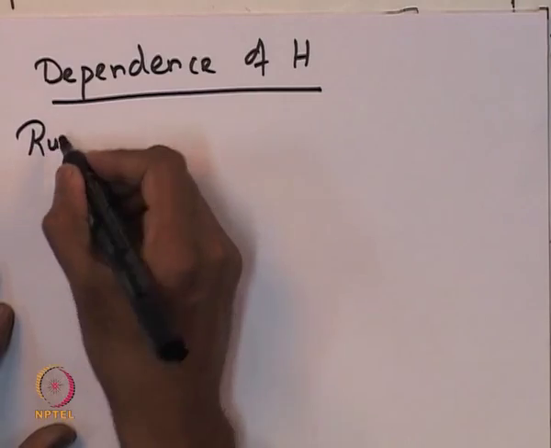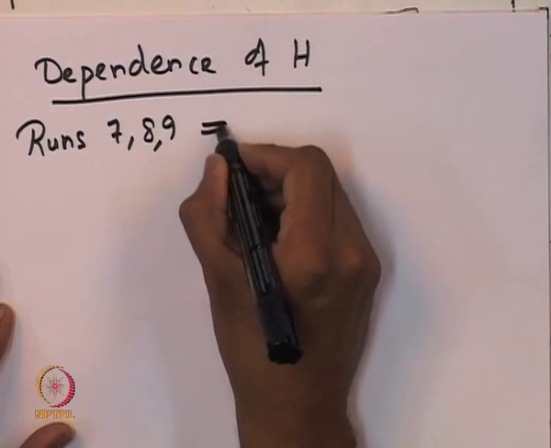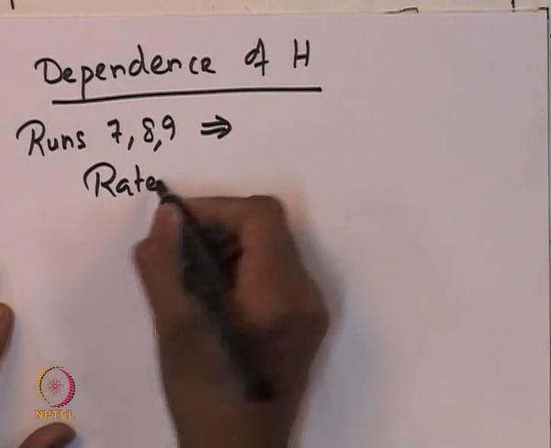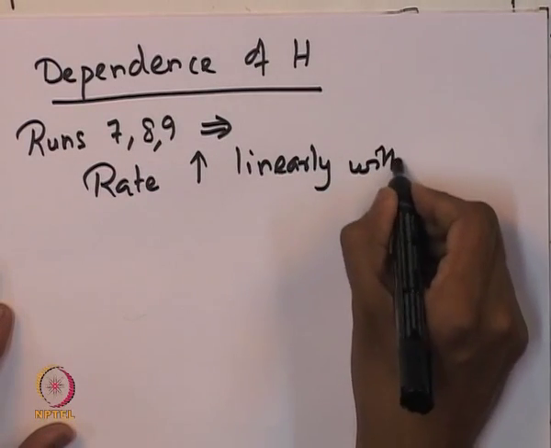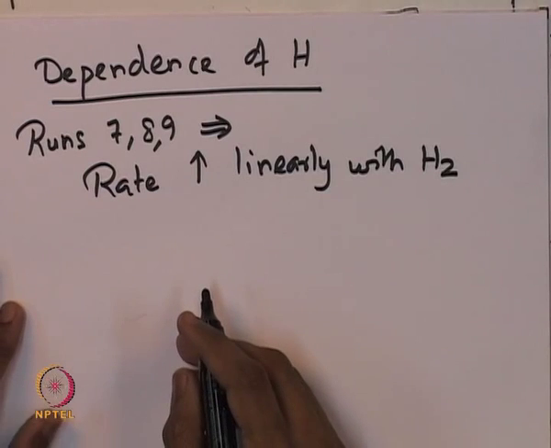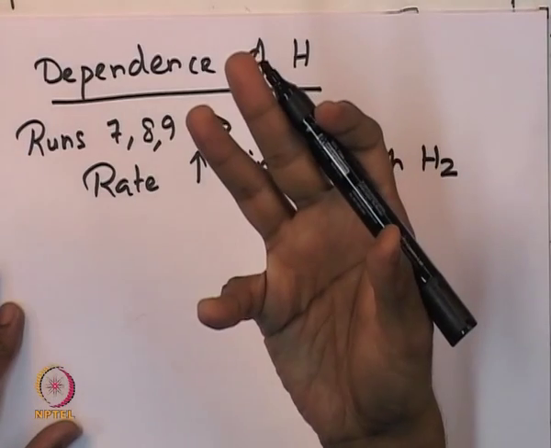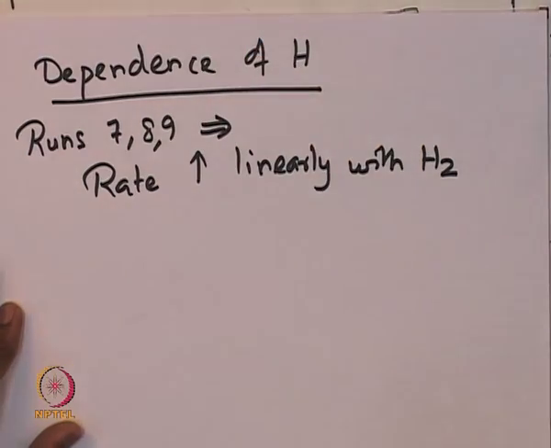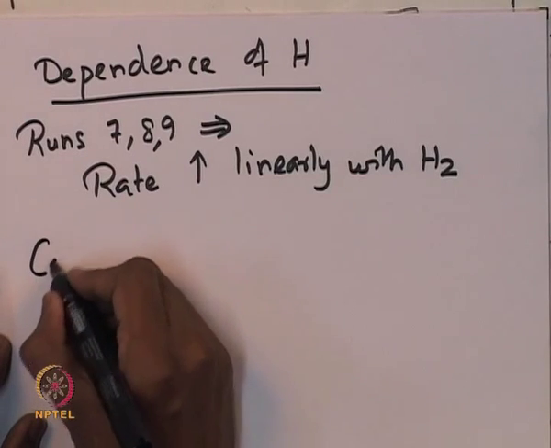runs 7, 8 and 9 suggest that the rate increases linearly with the concentration of hydrogen. Okay, so this means that hydrogen is perhaps not adsorbed on the surface, or the surface coverage of hydrogen on the catalyst site is insignificant. Okay, so now we can combine all of these different observations from experimental data.